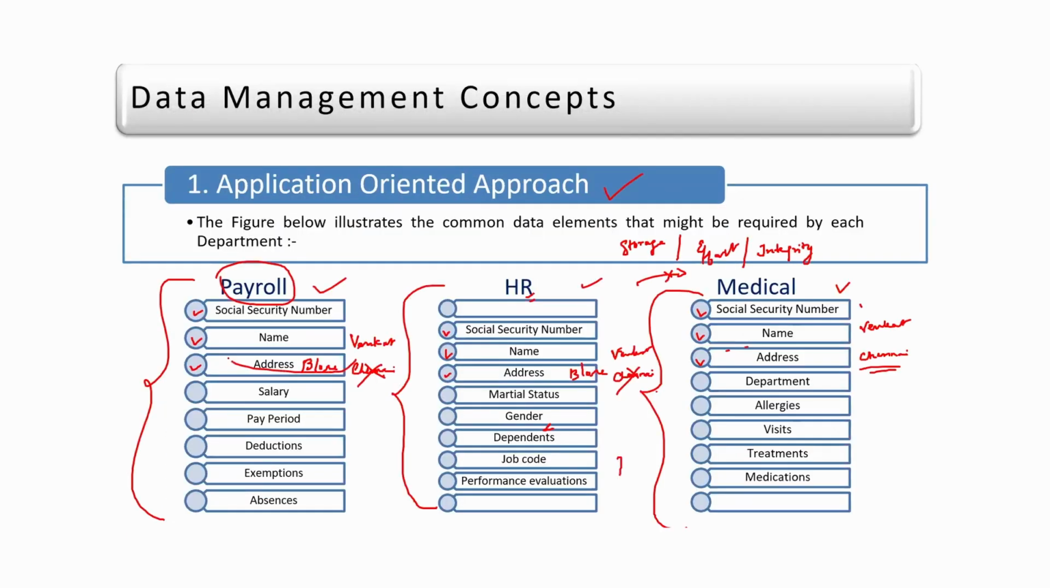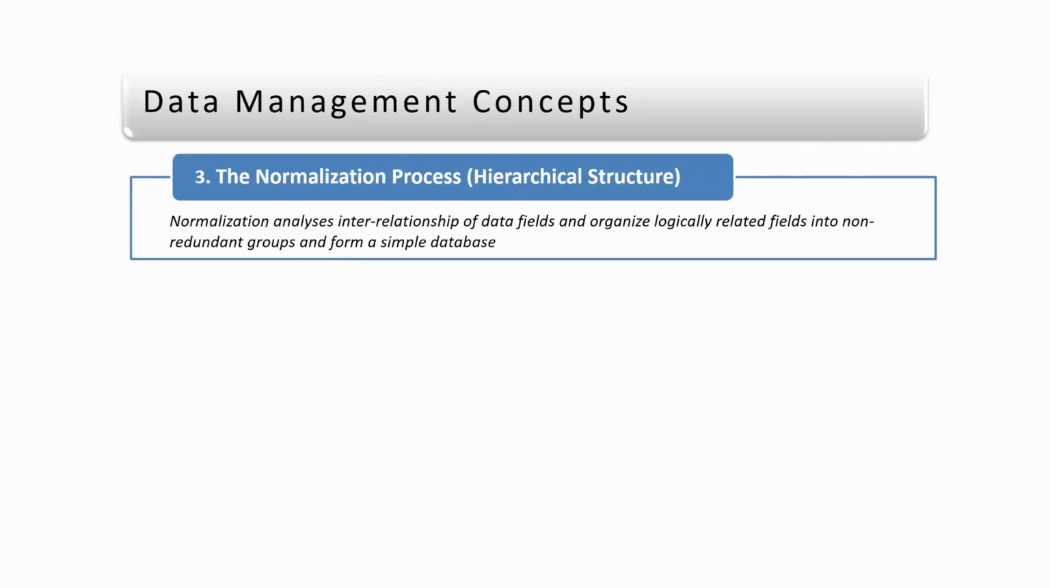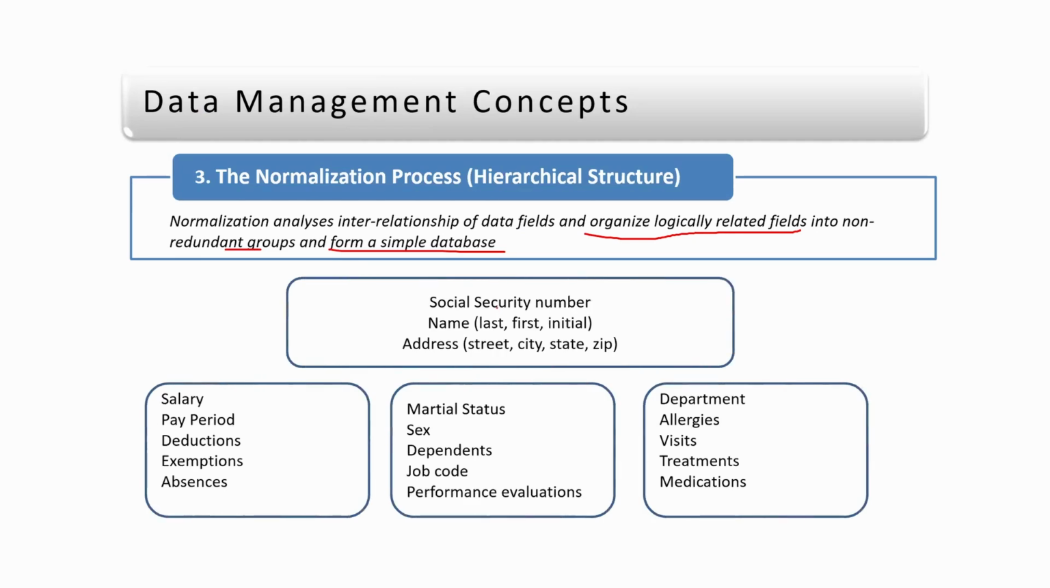Normalization means bringing all the common fields. So these are three common fields, right, into one group, and they create a relation between the groups. That's called normalization, removing redundancy. In the normalization process, you are organizing logically related fields into non-redundant groups, and they formed a database, and this was the database. They brought all three fields which are common to each department as a separate group. Then they established relationships like this.